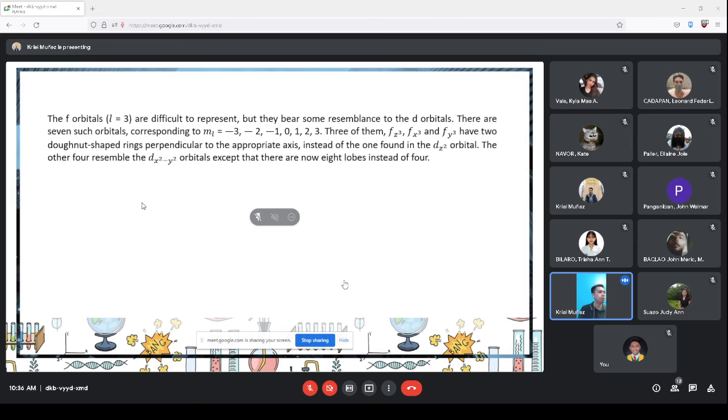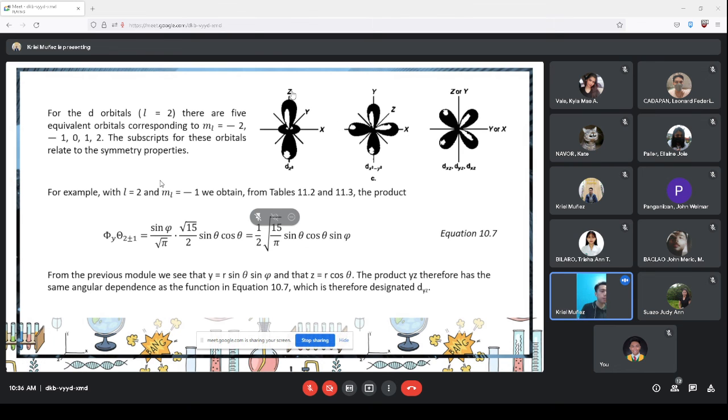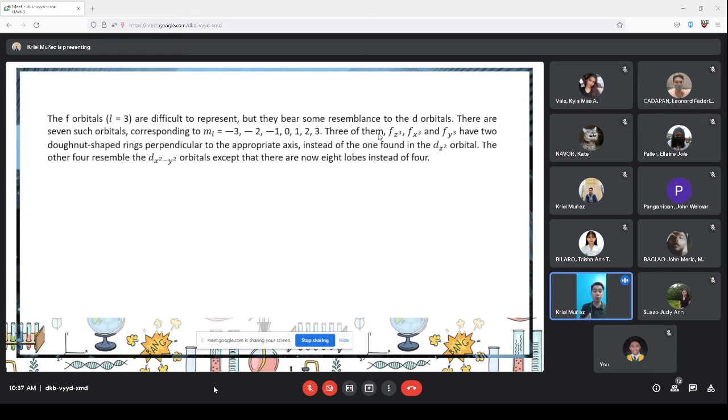Okay? So you get the point. And for the x, of course, it's the same. So it's just perpendicular to the x-axis. So that's our donut. And then the other four resemble the dx squared y squared. If you noticed our x squared y squared, its lobes, class, can fit right in the xy plane or in between those. Okay? So they are in between those.